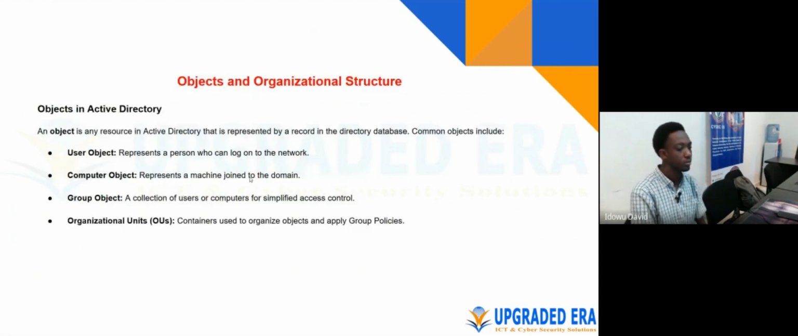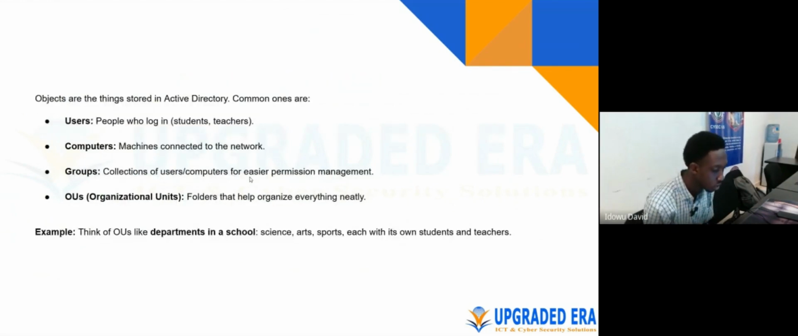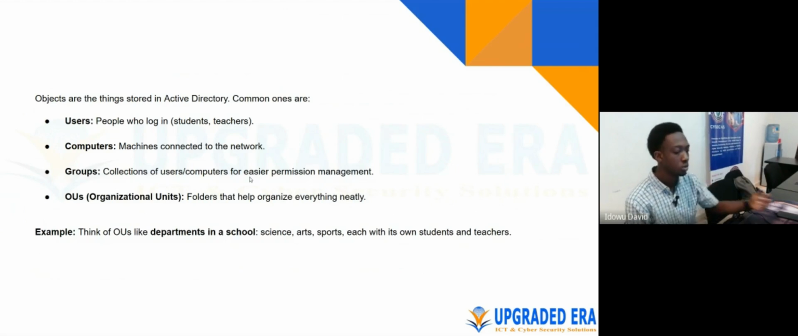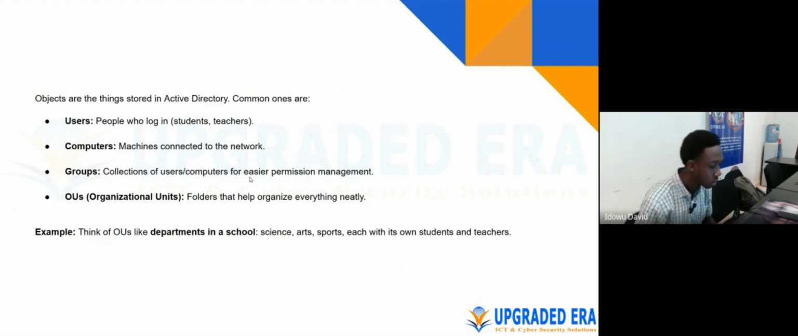Okay, so objects are the things stored in an Active Directory. Common objects include users, people who can log in, which are the students and teachers; computers, which are the machines connected to the network; and groups, collections of users and computers for easier permission management.